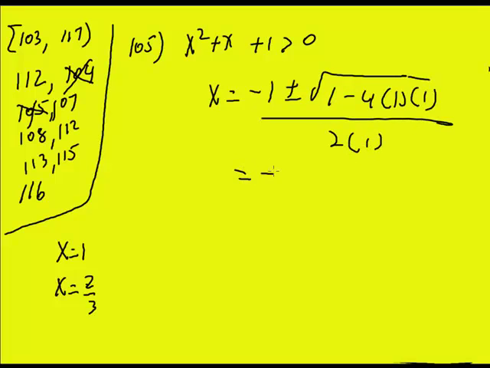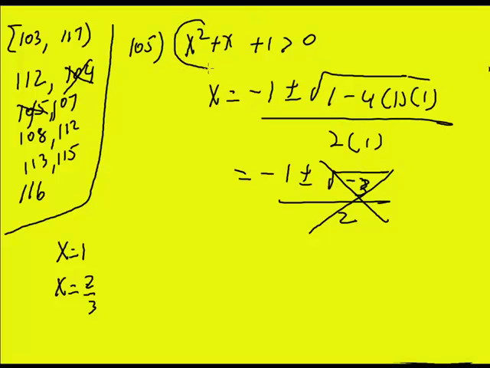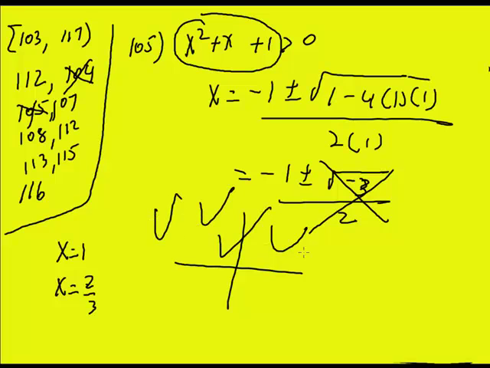When I simplify this, I get negative 1 plus or minus the square root of negative 3 inside the radical, all over 2. This cannot happen. What that means is it never crosses the x-axis. But you should know by now, this is a parabola, and that parabola opens up. So if it opens up and never crosses the x-axis, it's going to be somewhere here, and here, and here. If that's the case, where is this parabola above 0? Always. So, all reals.